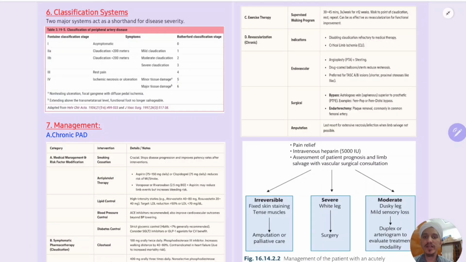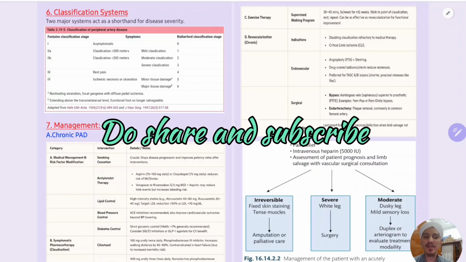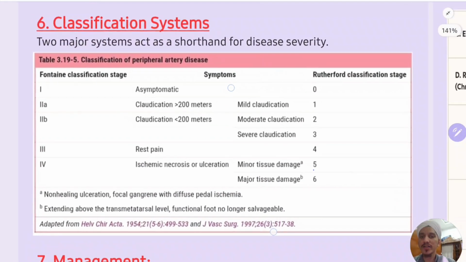So we will discuss today, in the previous class we have discussed till the investigations. So we will finish this topic of peripheral artery disease in today's class. Let's begin with the name of Almighty.